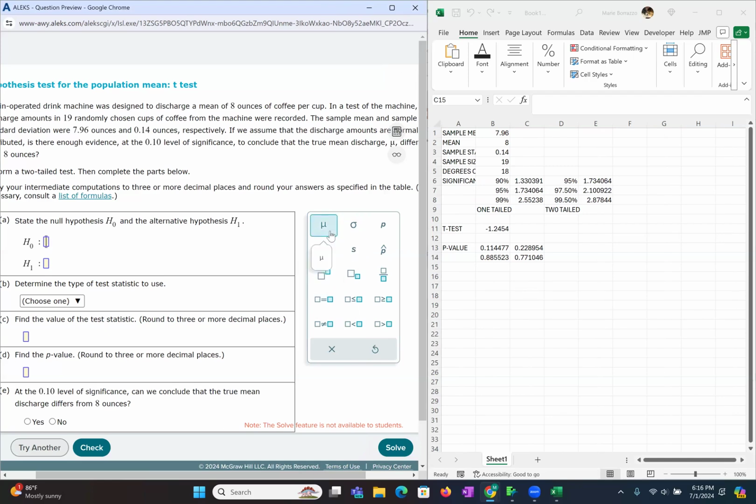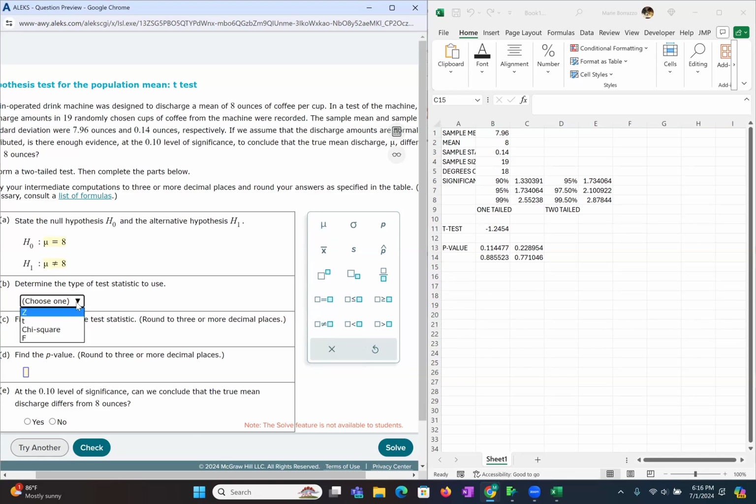Anybody want to say anything? 8 ounces. Mu equals 8. So mu equals 8. Okay, and what's the other one? Is it mu does not equal 8? Exactly, mu does not equal 8.